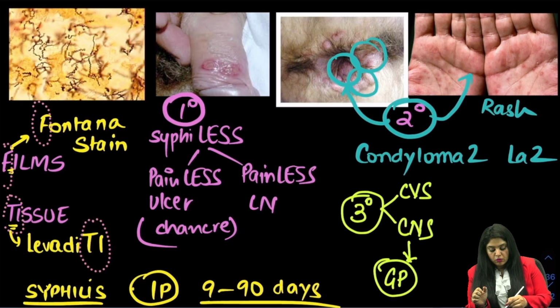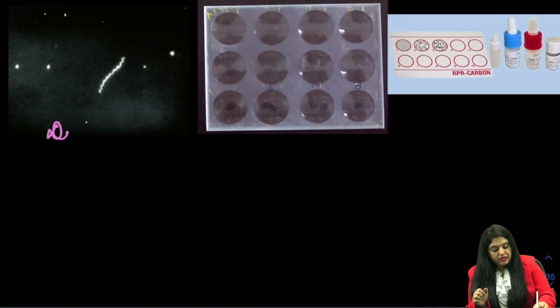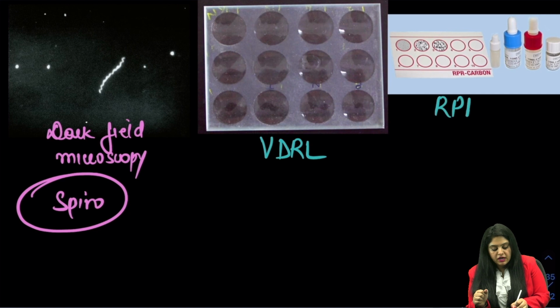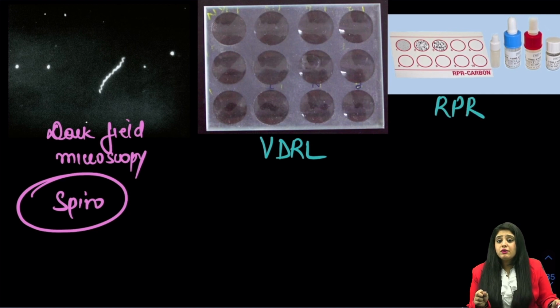So this is done. But what are the testings that you'll do? Which microscopy is this in which you can see everything is dark? So yes, spirochetes can be seen in dark field microscopy. Spirochetes are noted in dark field microscopy. What are the other tests that we have? We have something called a VDRL test and an RPR test. These are important tests that you have for syphilis.